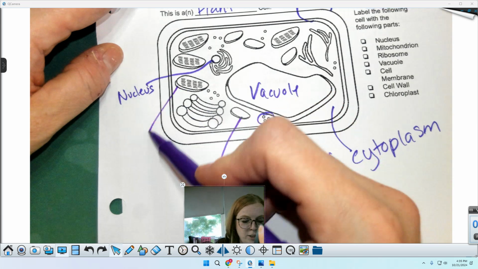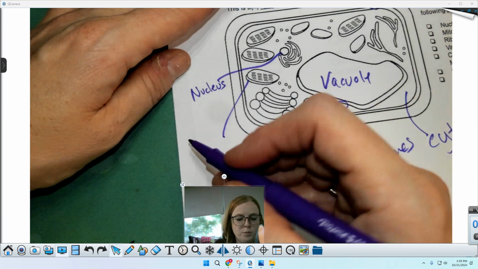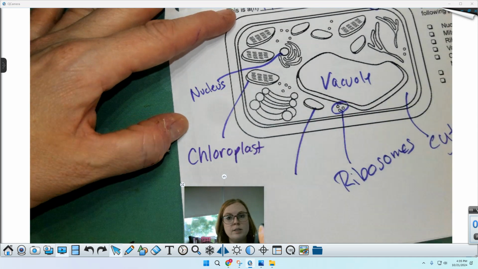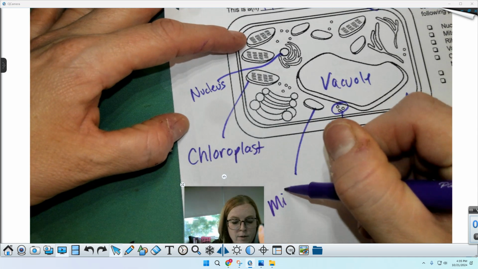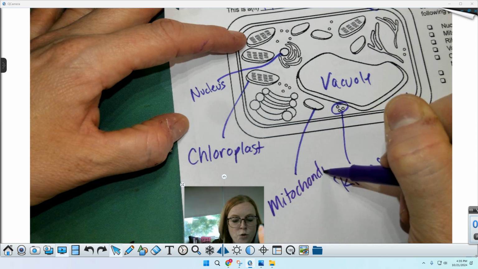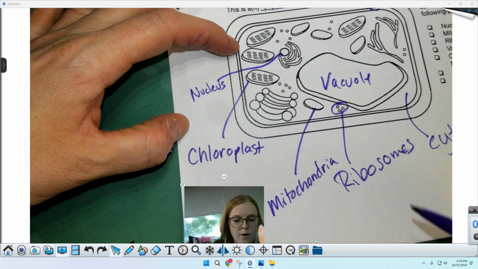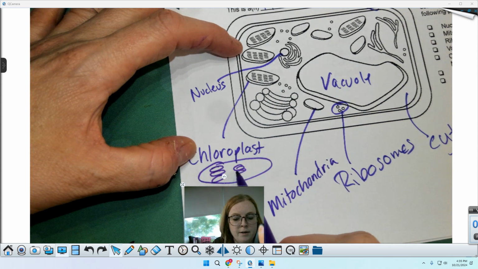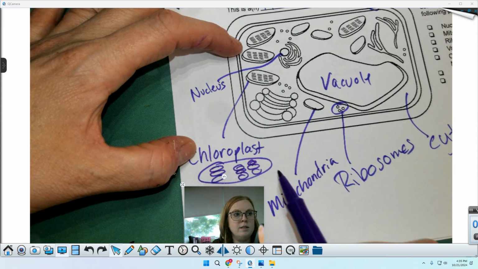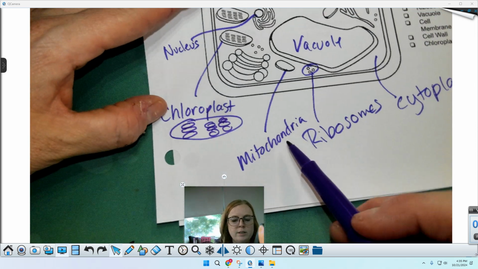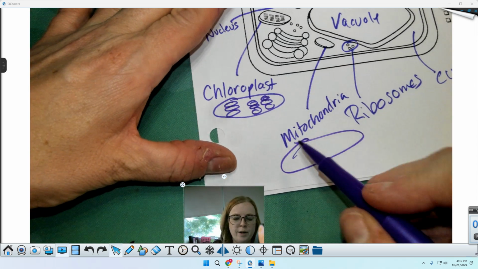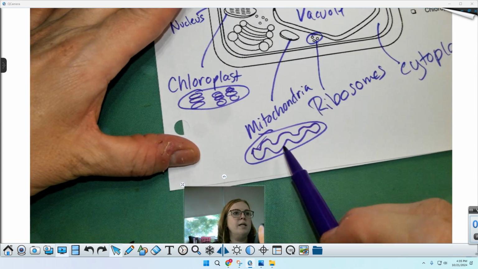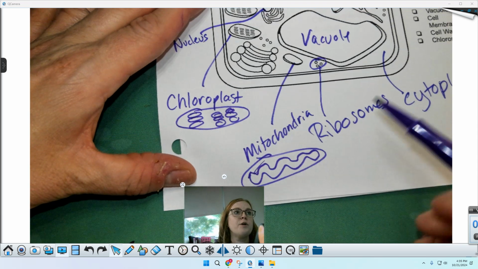And now we have these two bean-shaped structures. You need to know the difference between them. If it's a plant, it has both. If it's an animal cell, it's absolutely the mitochondria. The way you tell them apart is by the way the membranes are inside. With the chloroplast, you're typically going to see these stacks of membrane inside, while in the mitochondria, you're going to see this wavy inner membrane. So the inner membrane does look different.